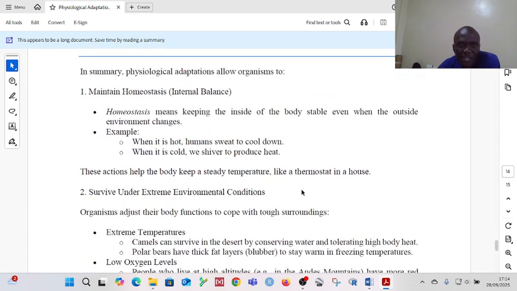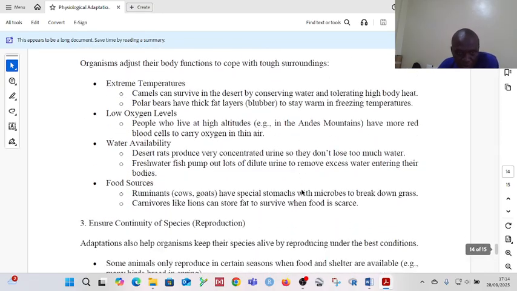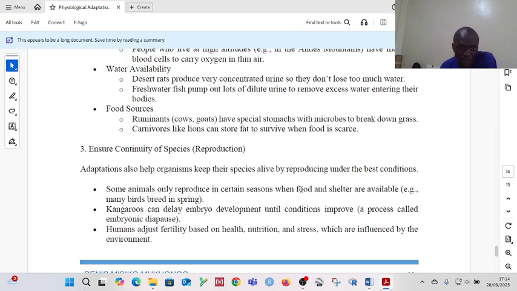Okay. So in summary there, physiological adaptations allow organisms to maintain homeostasis. Homeostasis is the internal balance. Physiological adaptations also allow organisms to survive under extreme environmental conditions. Physiological adaptations also ensure continuity of species, that is through reproduction, so that organisms can ensure that their species remains alive when they reproduce during the best conditions possible.